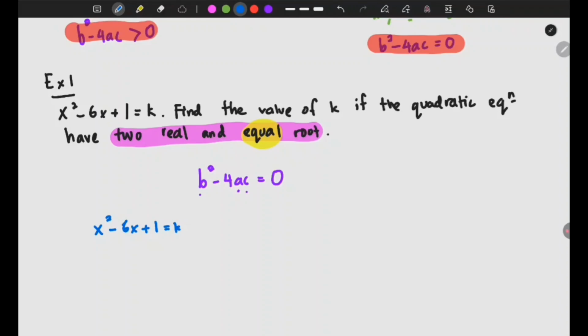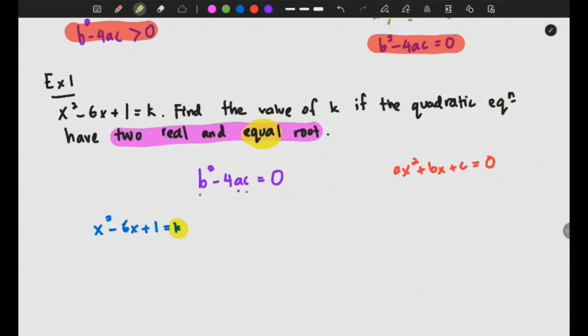If you realize, this quadratic equation is not a standard equation, because a standard equation will look like this. Just in case you forgot, I'm writing here ax squared plus bx plus c equals 0. This is a standard quadratic equation form. But in this case, this is not equal to 0, but equal to k. That means this is not a standard quadratic form. It's not a general form. So what is your first step? First thing, you have to bring this quadratic equation into a general form.